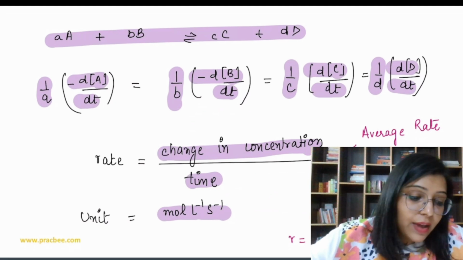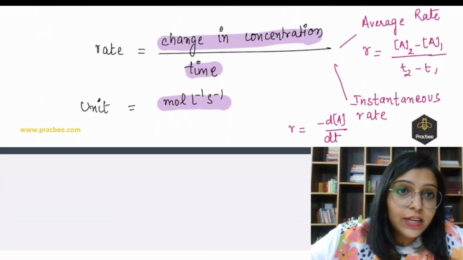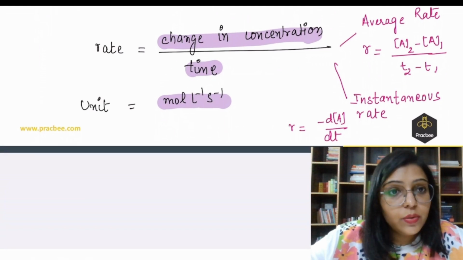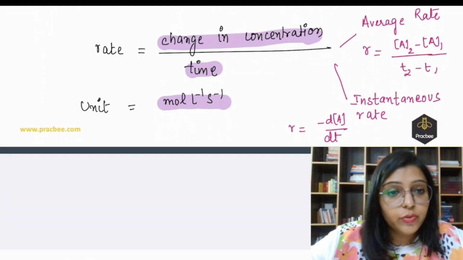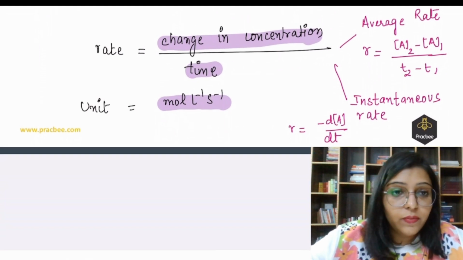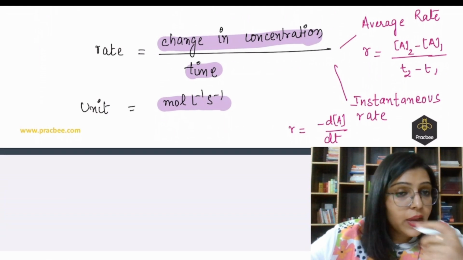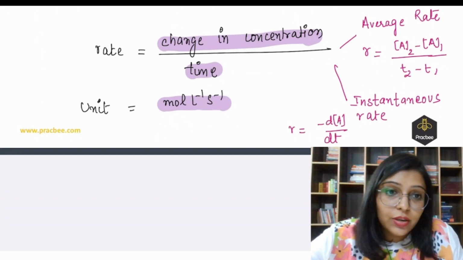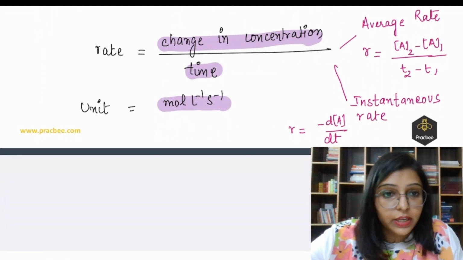Okay, now we have two types of rate: average rate and instantaneous rate. So how to calculate average rate? When the time interval is large, like if you want to find out the rate after 10 minutes, 20 minutes or whatever, so when we have an appreciable time range, then we calculate average rate, and average rate is what? Final concentration minus initial concentration divided by the change in time.